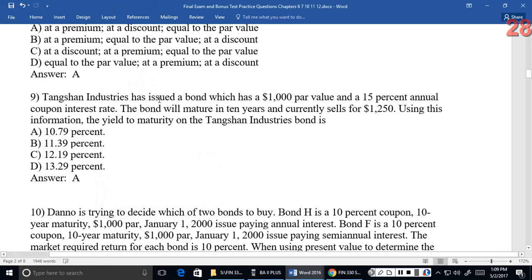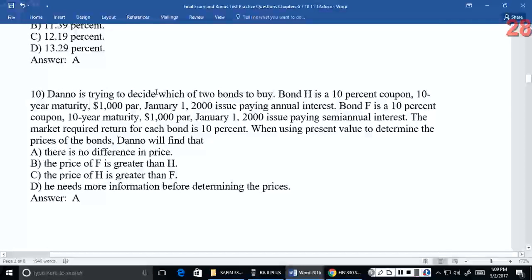But you'll come up with the correct answer. All right, let's see. Number 10. Okay, that's a lot of stuff there. Let's see.